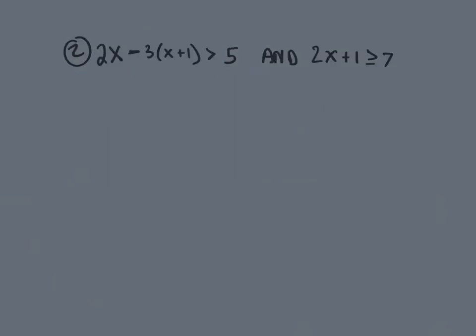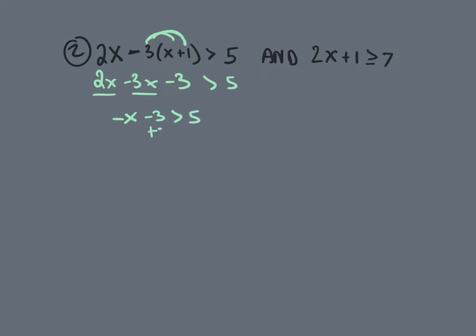This one is an AND problem. So let's simplify both of these inequalities here. So for the left inequality, I have 2x. I have to distribute here, so it's minus 3x minus 3. Careful, you have to do negative 3 times 1 is negative 3, is greater than 5. I have like terms. 2x minus 3x is negative x minus 3 is greater than 5.